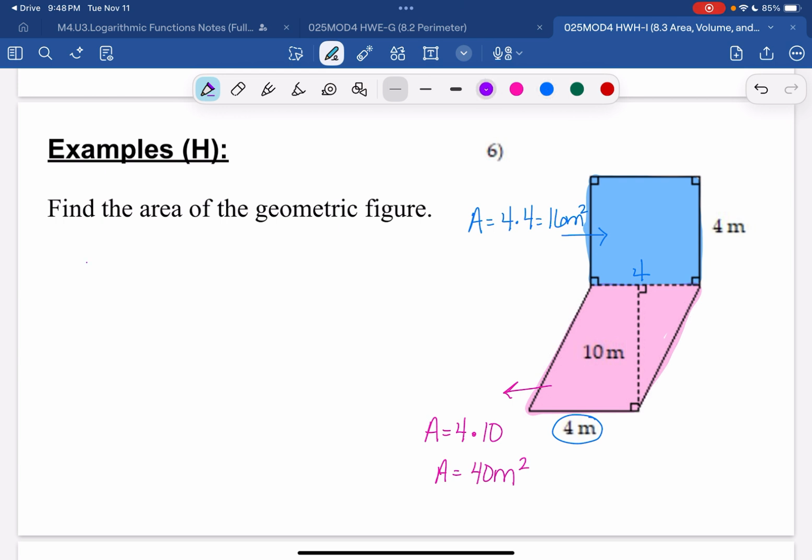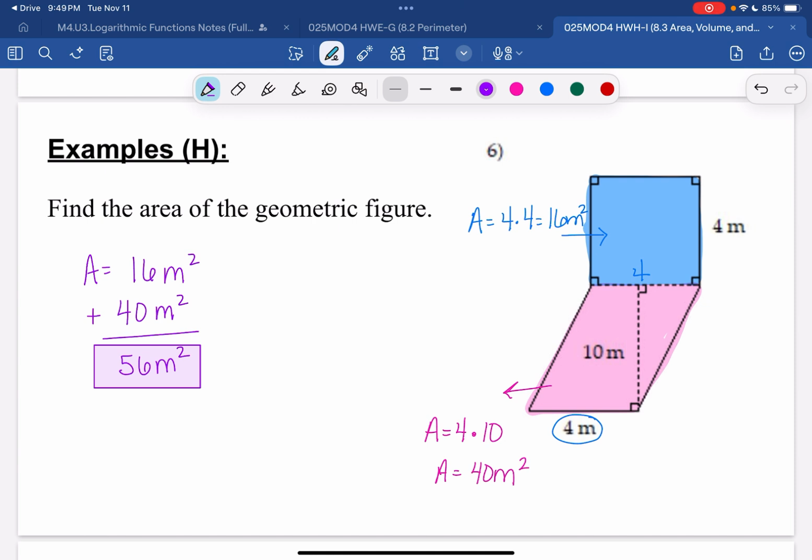Then to get my total area, we're just going to add those together. So 16 meters, plus 40. And so I get 56 meters squared.